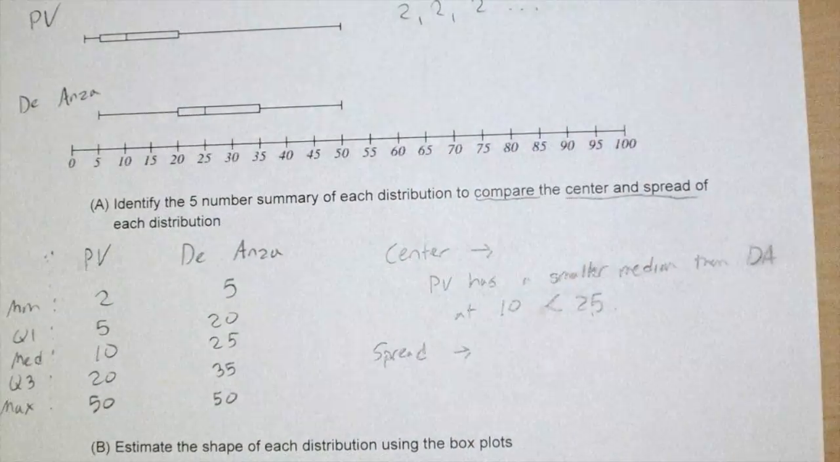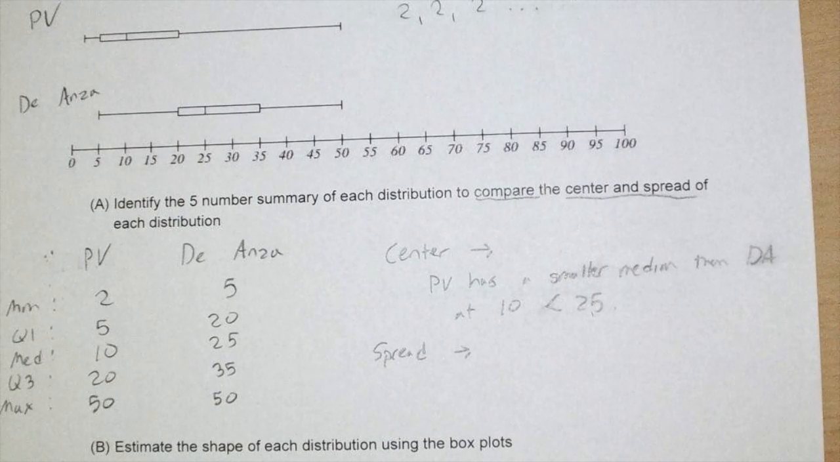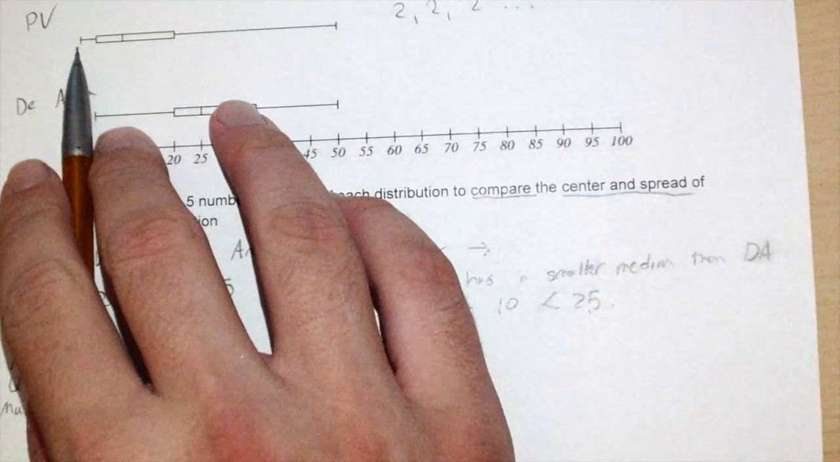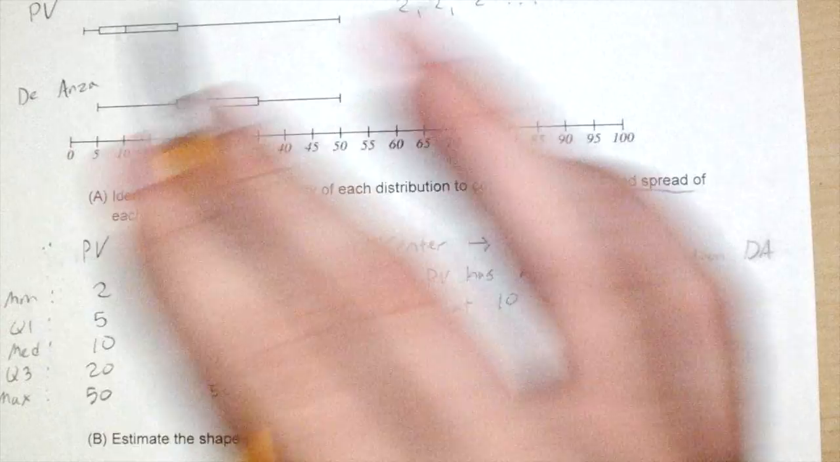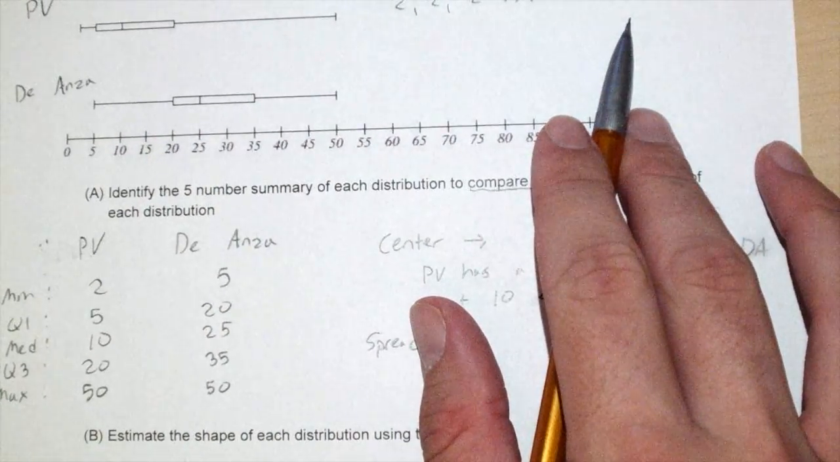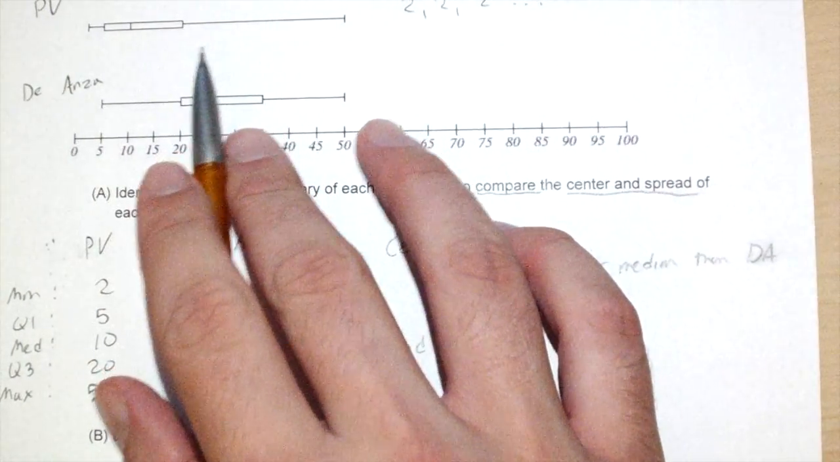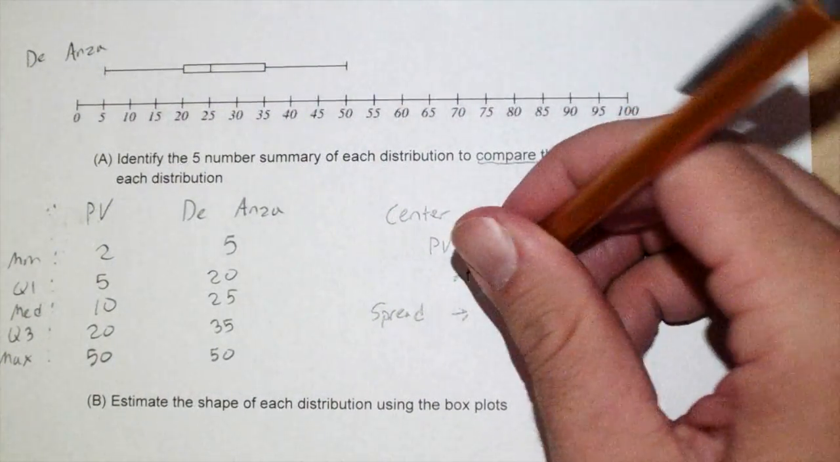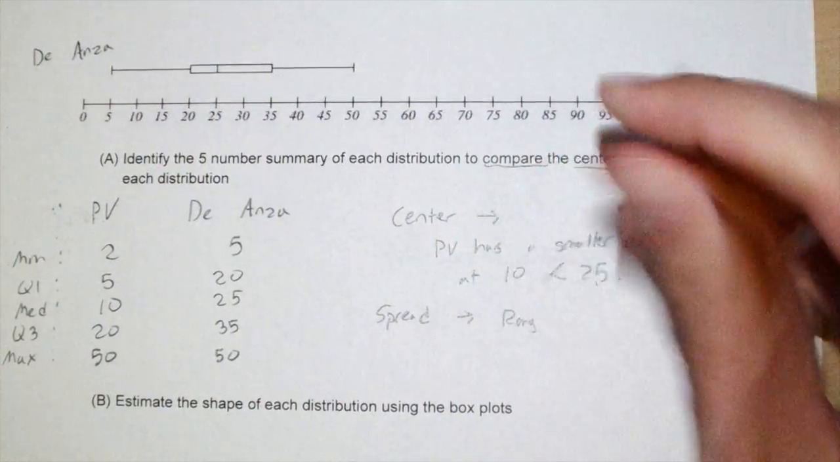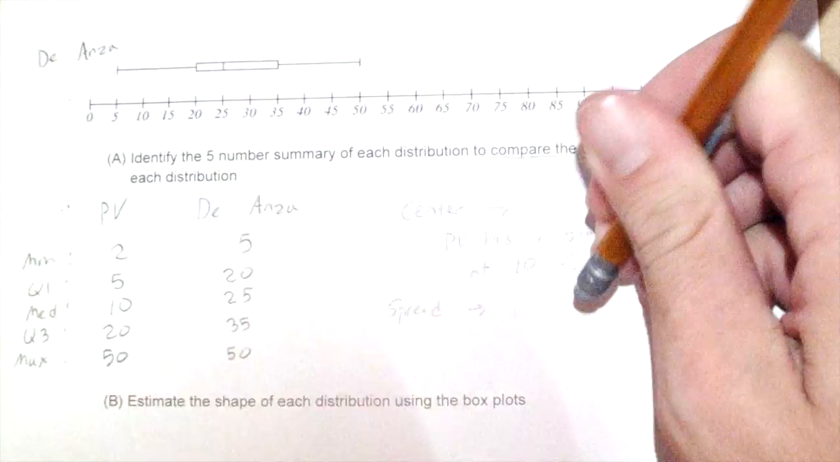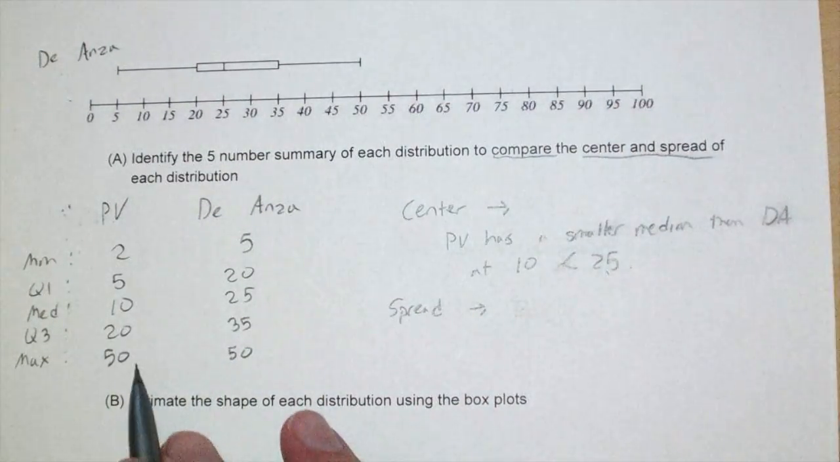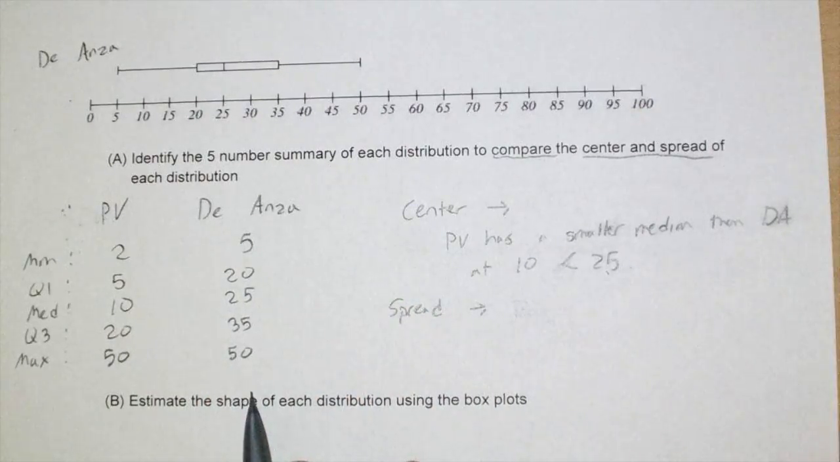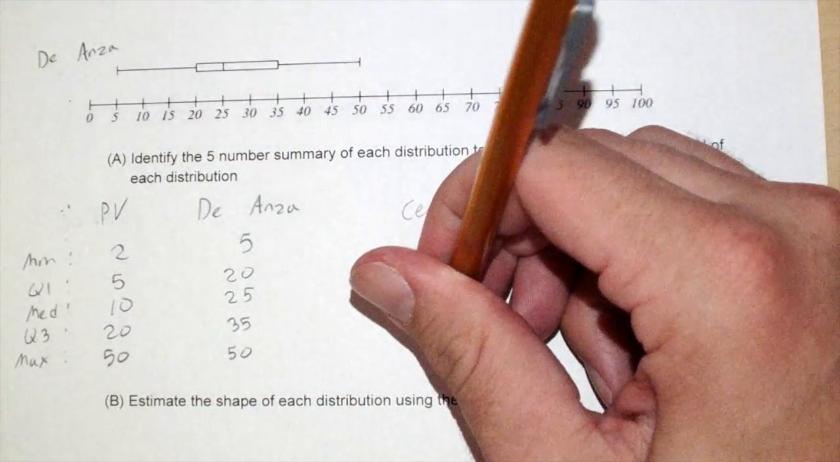Then as far as spread, we can measure the range and the IQR. Just because we have the best score doesn't mean anything if we have a huge range where some students are doing really badly. So a small range for spread would indicate that a lot of students have close to the same, good internet. So as far as the range, it's going to be 48 for PV and 45 for De Anza, so we can say PV has a larger range.